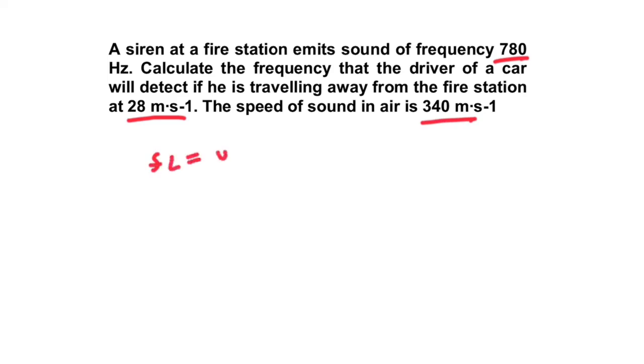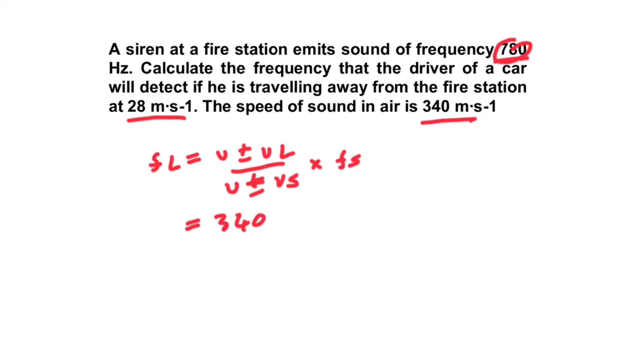FL is equal to (V plus or minus VL) divided by (V plus or minus Vs), multiplied by Fs. Sticking to the basics so far, this is the frequency, this is Fs, the frequency emitted. And then the speed of sound in air is 340. So we have 340 plus or minus VL.